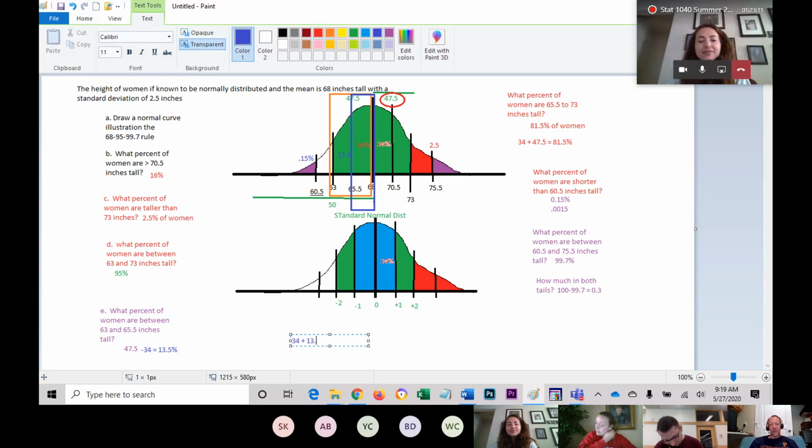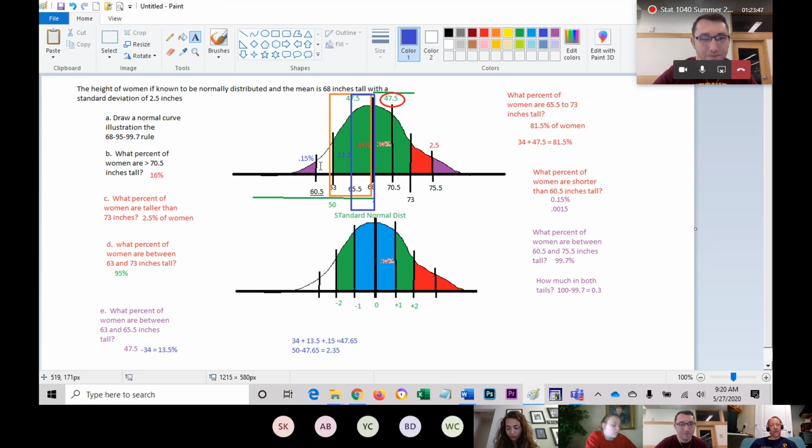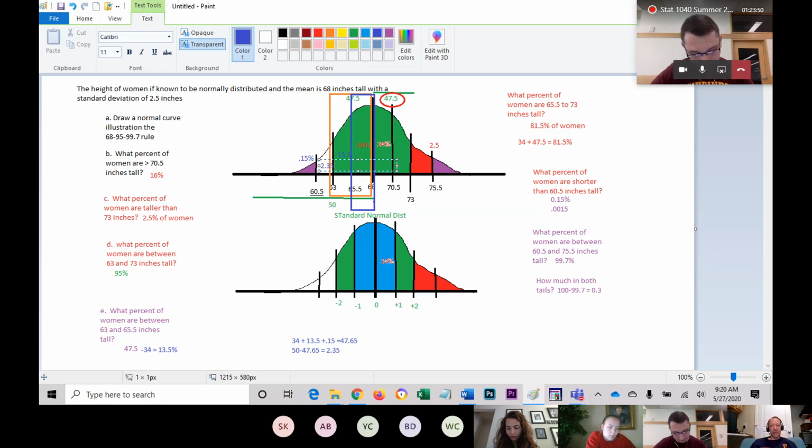So 34 plus 13.5 plus 0.15 equals whatever it equals, and then we're going to take 50 minus that, right? Let's see. That's 47.65. And so 50 minus 47.65 would equal 2.35. Is that right? Check my math. Yes. Okay. So this area here is 2.35%.